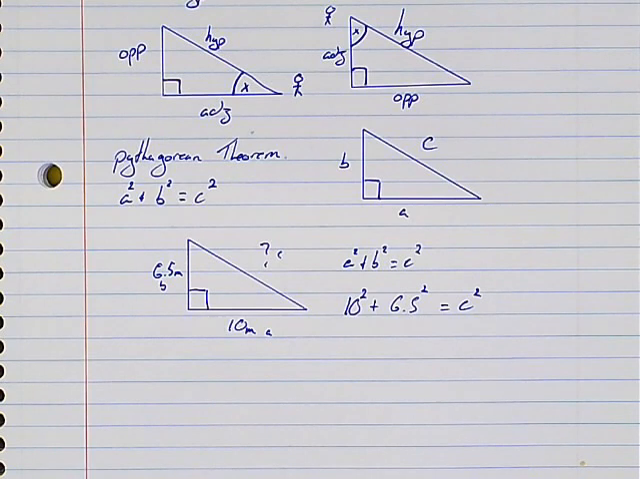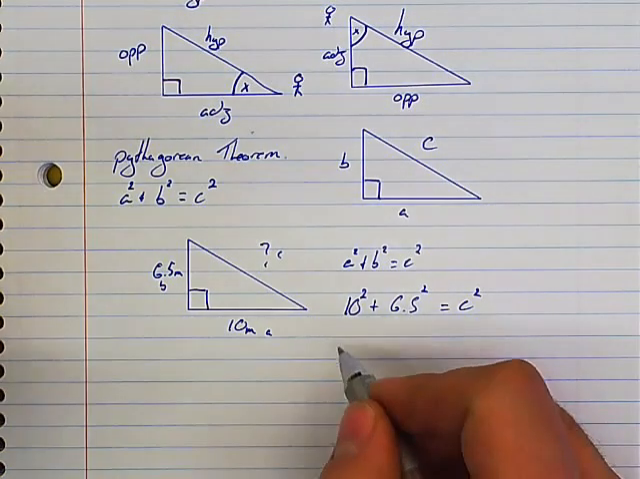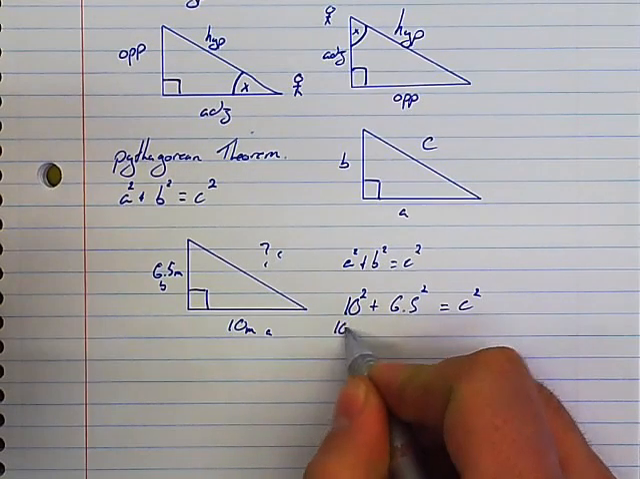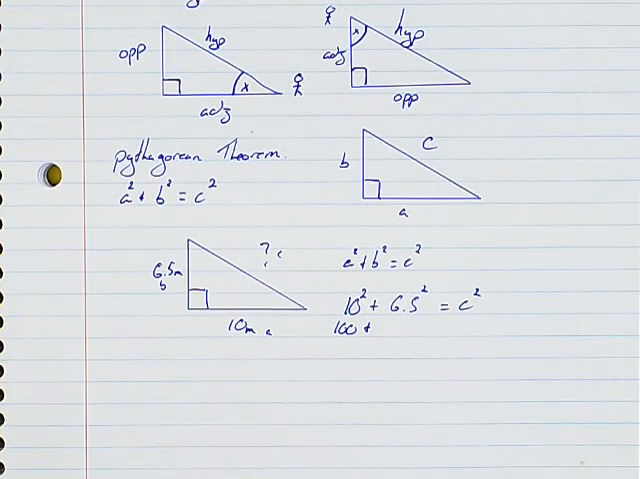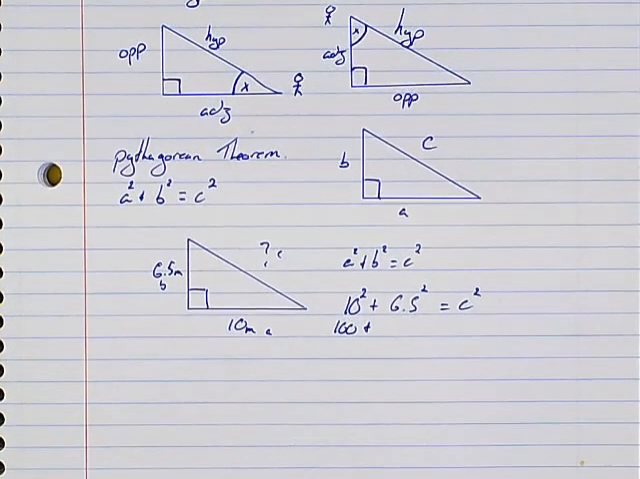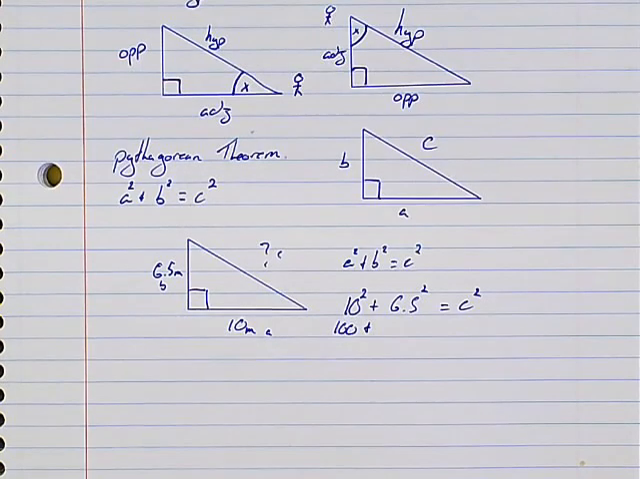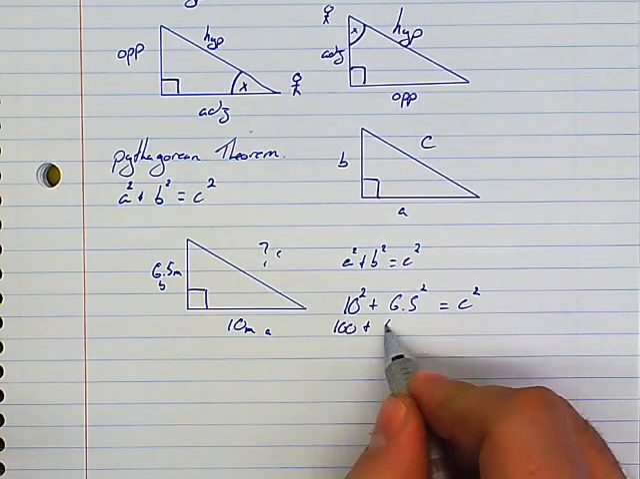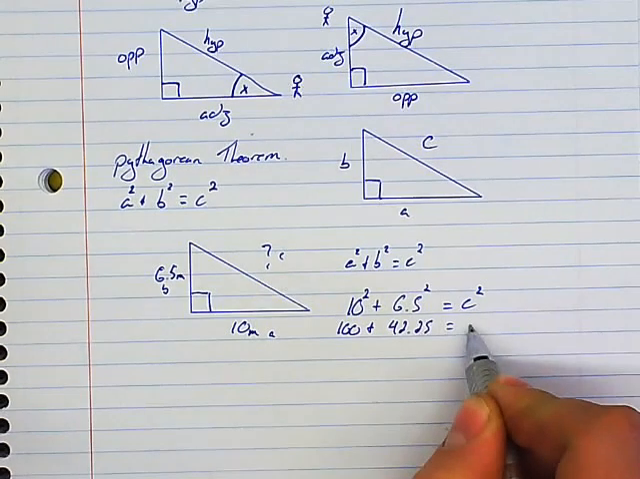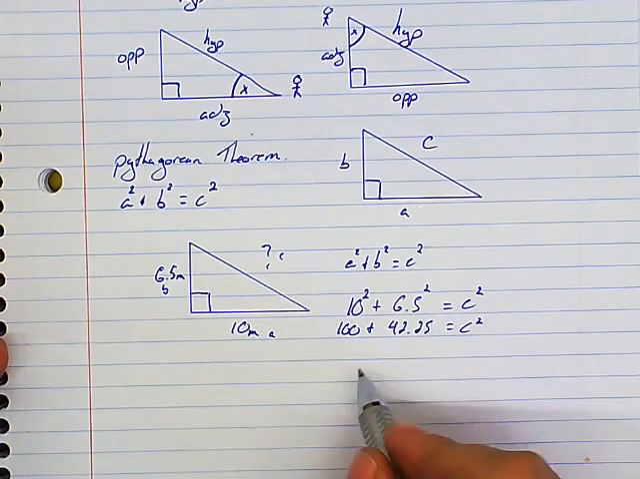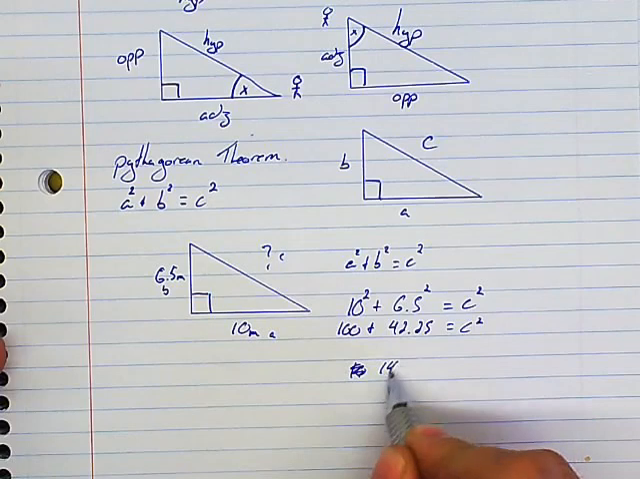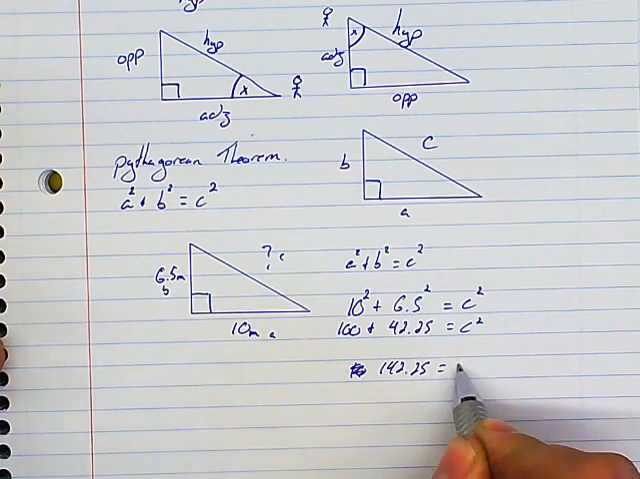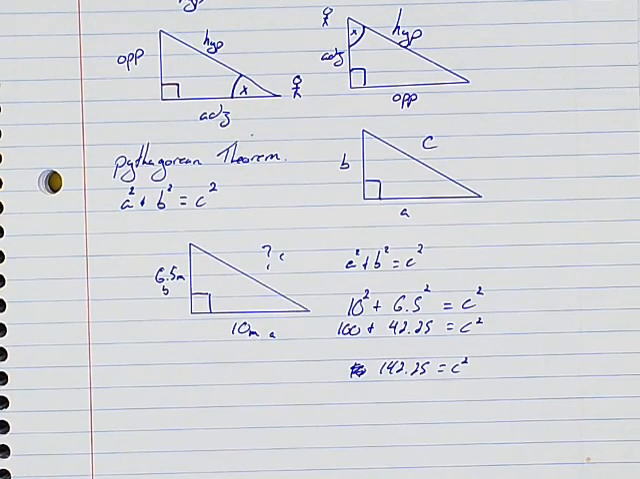10 squared we can do in our heads. That's 10 times 10. That's 100. Six and a half we could estimate because we know what's 6 squared and what's 7 squared. 49. So roughly between 36 and 49, it's gonna be like 41-ish. But to get an exact answer, 6.5 squared is 42.25. So we're left with 100 plus 42.25, 142.25 equals our c squared.